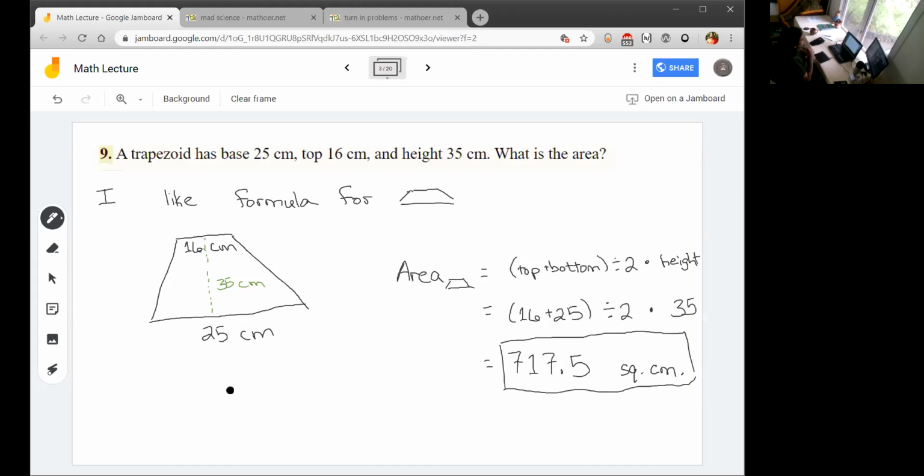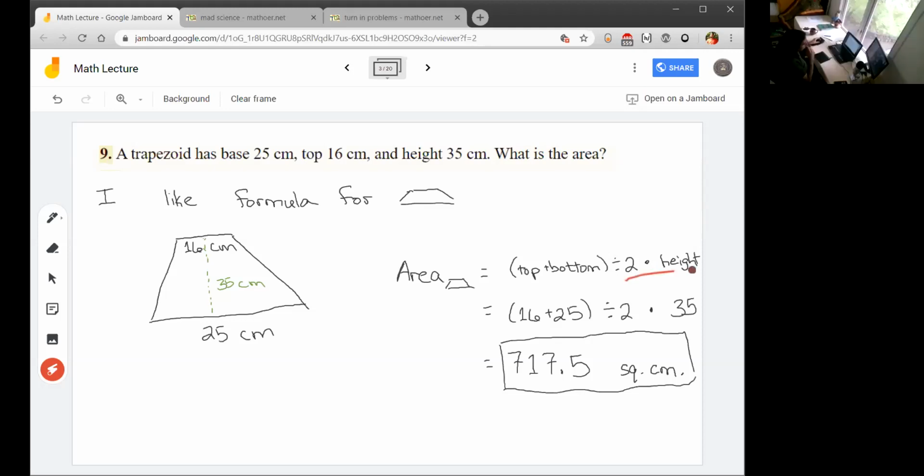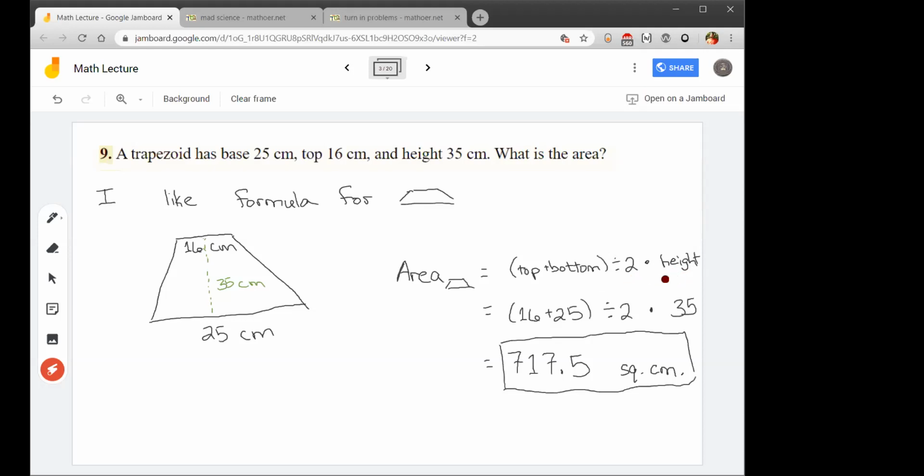So that's the quick and easy way to do this. I don't mind having a formula for trapezoids, even though I will probably never use it in real life. I had in my notes, it was top and bottom times height divided by 2. That's not right, huh? It doesn't matter. You can do those two in either order.